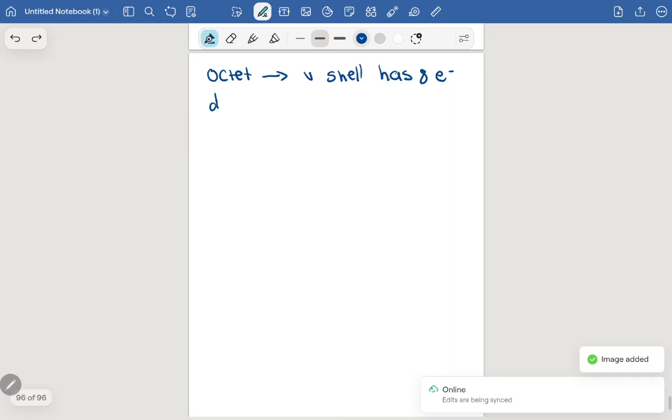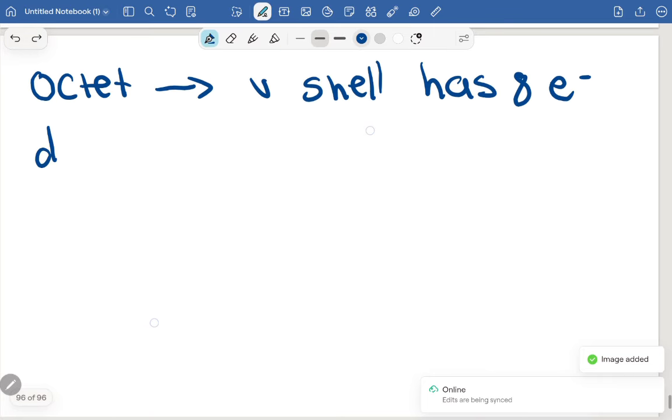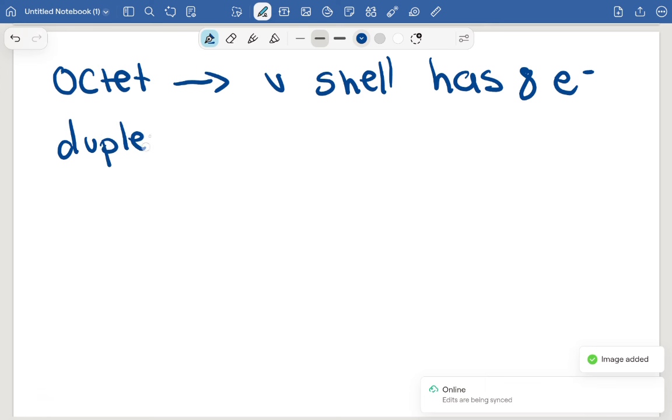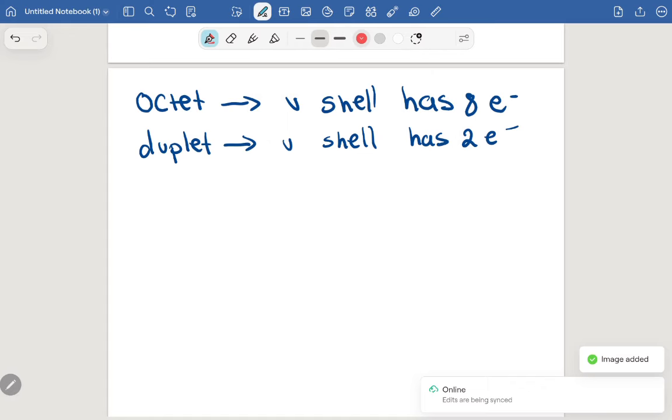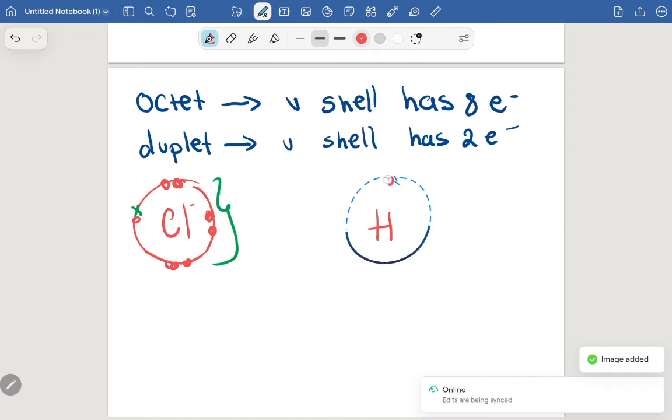So the octet means that the valence shell has 8 electrons, whereas the duplet means that the valence shell has only 2 electrons. An example of the octet would be chlorine, Cl-. It would have 1, 2, 3, 4, 5, 6, and 7 with the extra electron. So this would be completing an octet because there are 8 electrons, and the duplet would be, for example, hydrogen. Hydrogen will have only 1, and then there will be 1 extra one. So it would be completing a duplet. And just like that, we completed section 3.1.